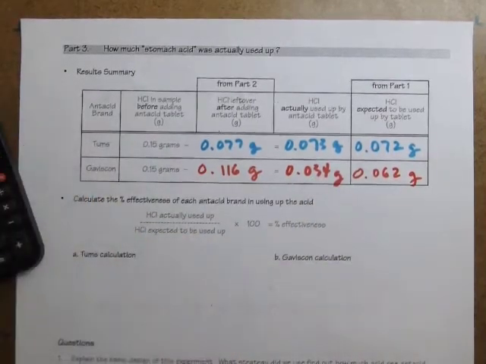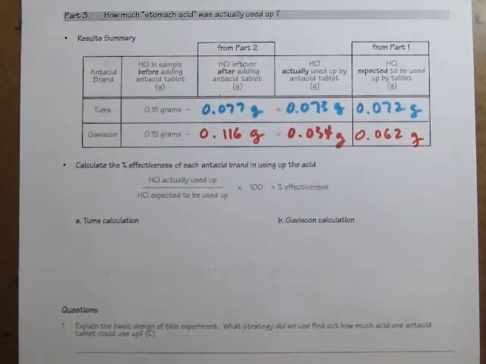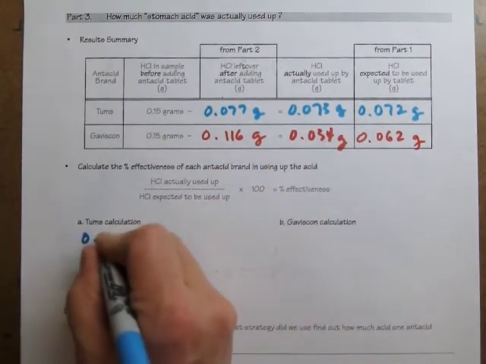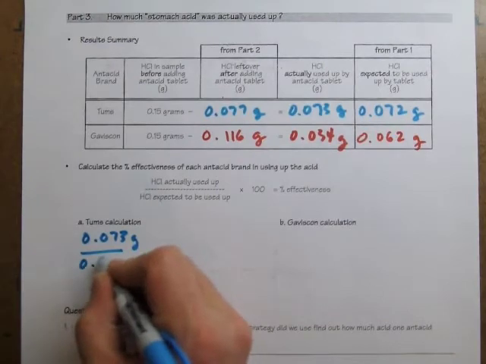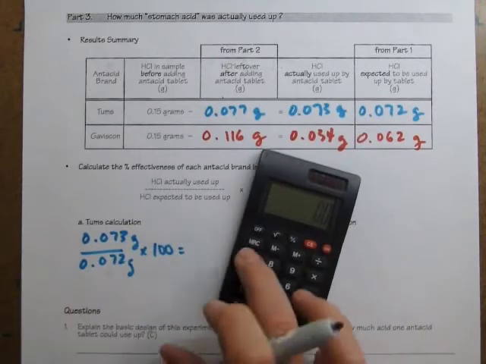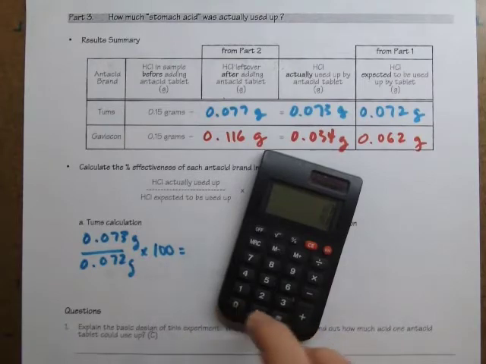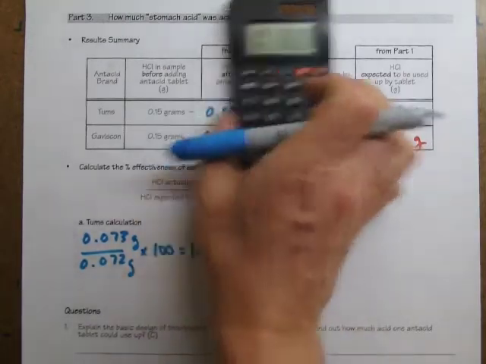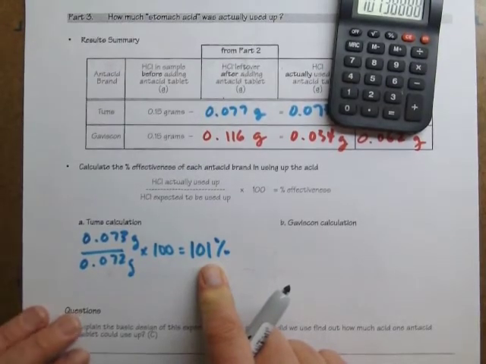Let's calculate the percent effectiveness. How much acid was used up compared to how much we expected. So the actually used up amount for Tums was 0.073 grams compared to how much we predicted, 0.072 grams, times 100 to make it a percent. Do the math. 0.073 divided by 0.072 times 100. It'll be a little bit more than 100%. 101%. You know, if you buy something, you want to get 100% of what you pay for. Here, we got a bonus 1% effectiveness out of our Tums.